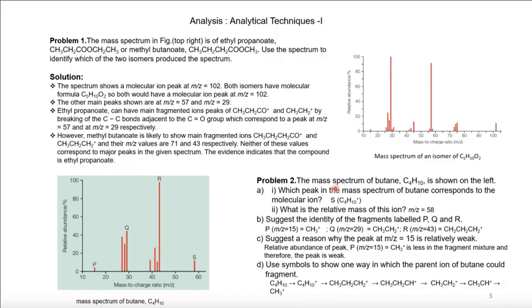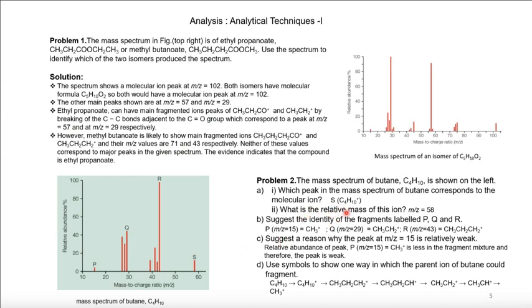This is one problem. The second problem is this: we get a mass spectrum of butane, and it is on the left. There are some questions given this mass spectrum. What are the questions? One, which peak in the mass spectrum of butane corresponds to the molecular ion? We know the molecular ion of butane is this. If we take the mass of the molecular ion of butane, we say it is 58. So here it is, this is the molecular ion of butane.